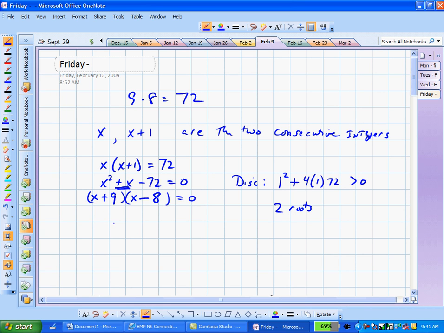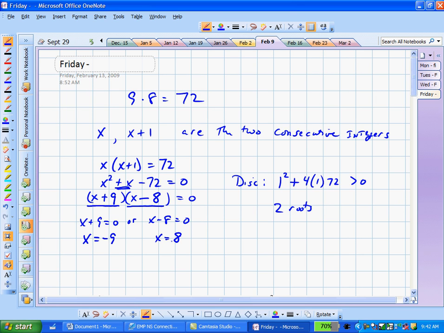So now here's an interesting thing we haven't really talked about. We have two factors equals 0. A statement like that is true if either of the factors equals 0, right? So if x plus 9 equals 0, then this statement is true. 0 times something is 0. Or if x minus 8 equals 0, it's true. So x would equal negative 9 or x would equal 8.